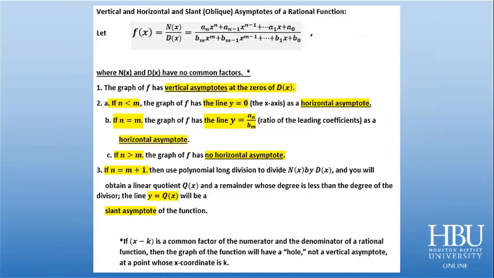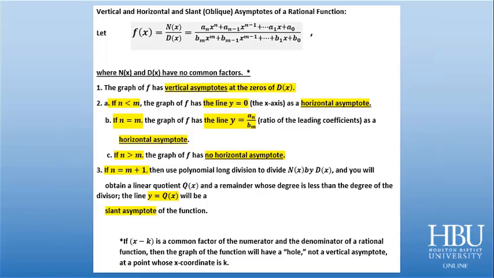Vertical and horizontal and slant or oblique asymptotes can be found by the following rules. If f of x is a rational function, so it has a polynomial numerator n of x with degree n and a polynomial denominator of degree m, then we find our asymptotes by these rules. Let's assume that the numerator and denominator have no common factors. If that is the case, then the graph of f will have vertical asymptotes at the zeros of the denominator.